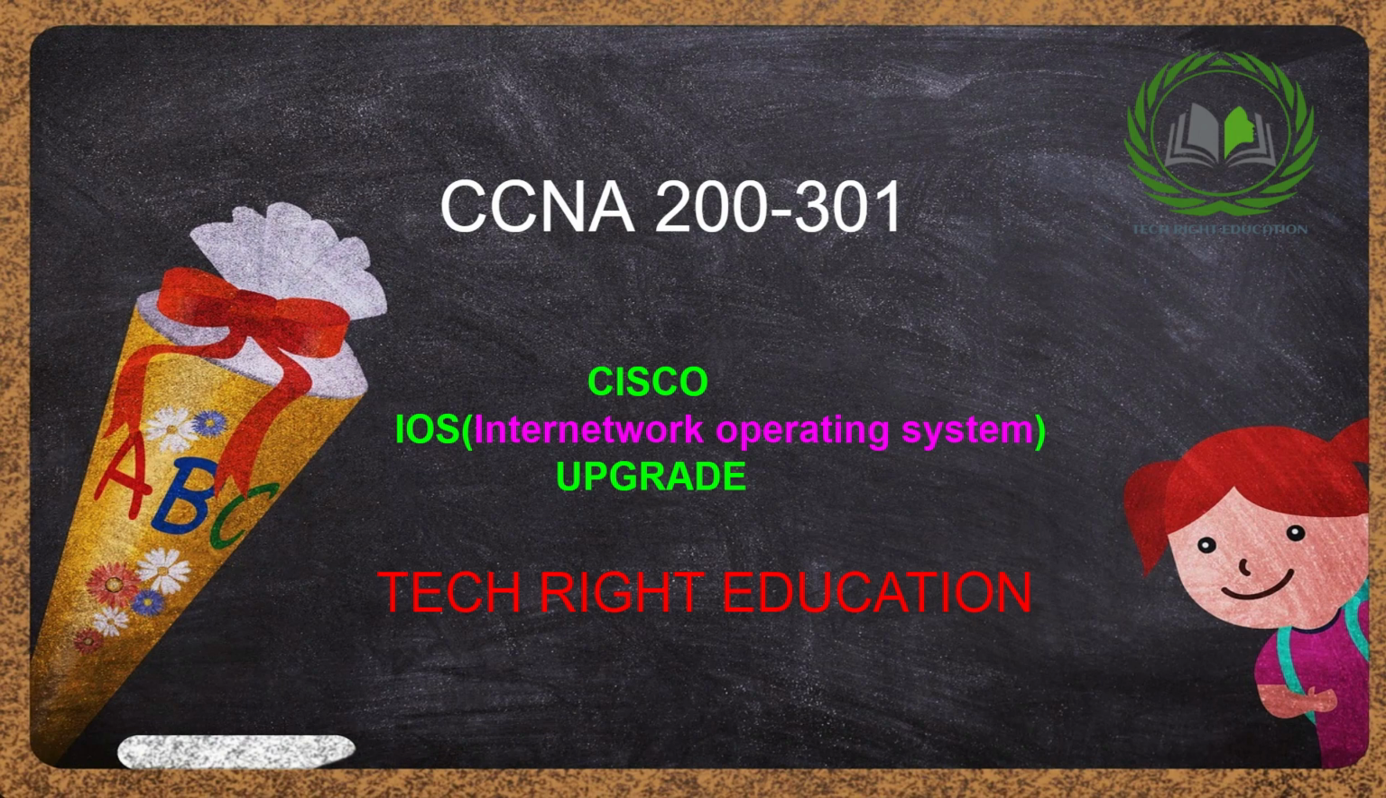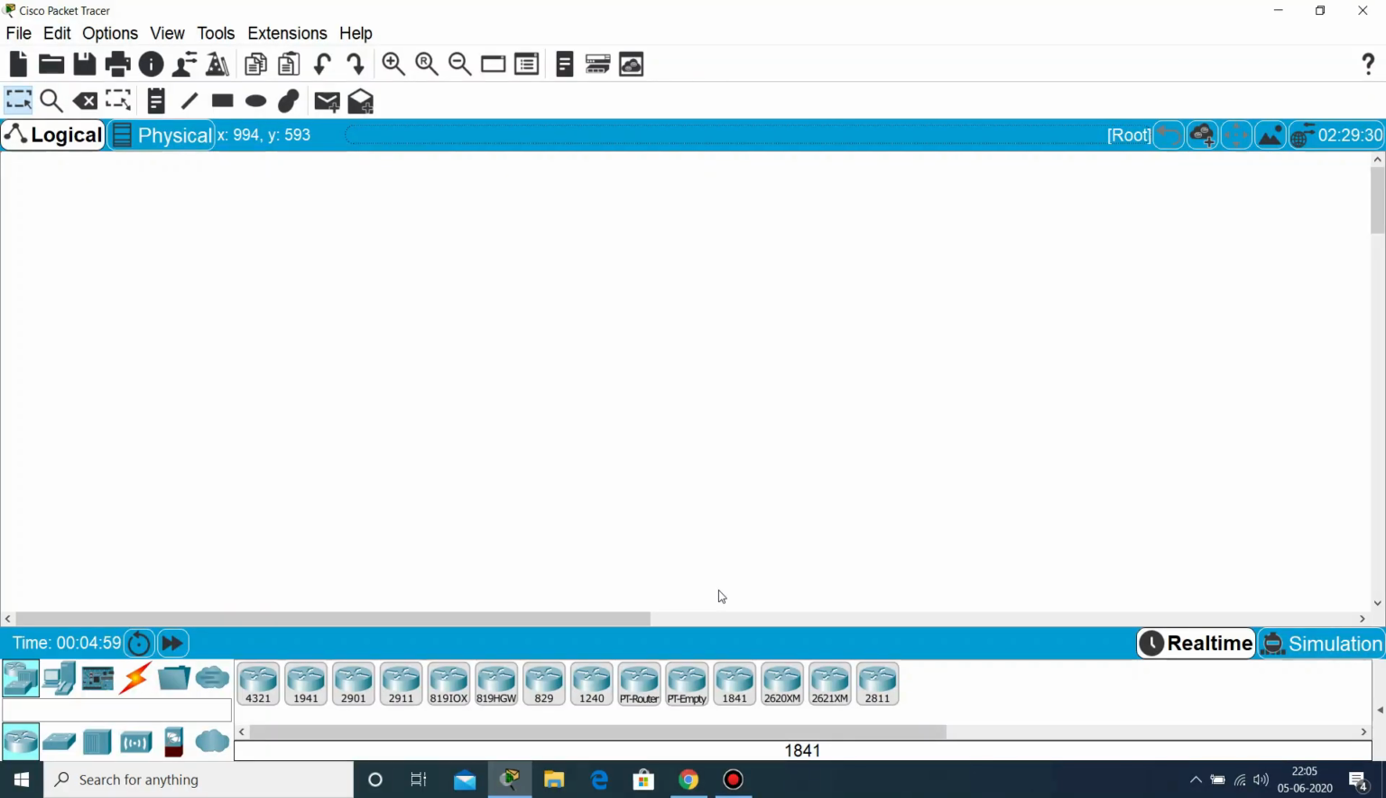In this video, I am going to discuss about Cisco IOS upgrade. So let's begin our session. As I have told that I will discuss about Cisco IOS upgrade in this video. So what is IOS? Basically, IOS is Inter-Network Operating System.